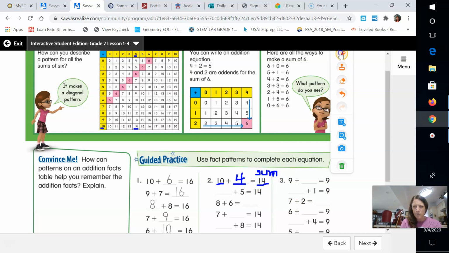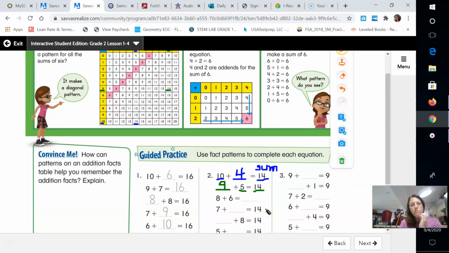Okay, I'm going to switch colors and we'll do the next one. This time we don't have the first add-in, but we do have the second add-in, which is a 5. And we have the sum, which is 14 again. So let's go to the 5. Let's go across and find the 14. This is our first add-in. And now we're going to go up to find our next add-in. And what is it? 9. Okay.